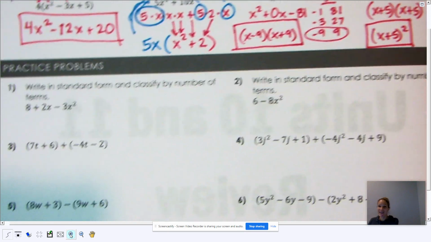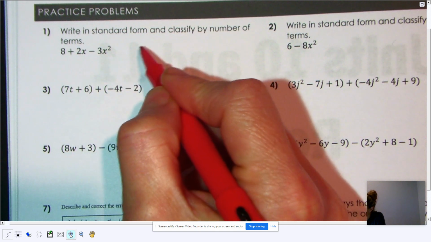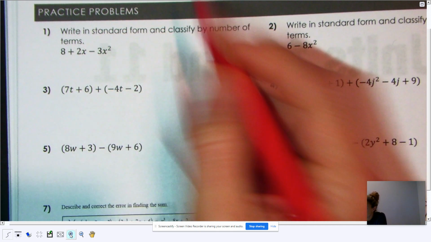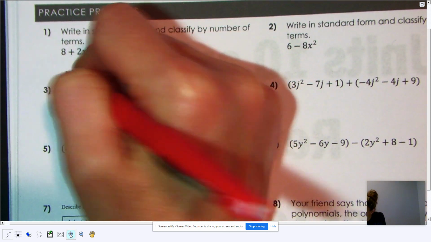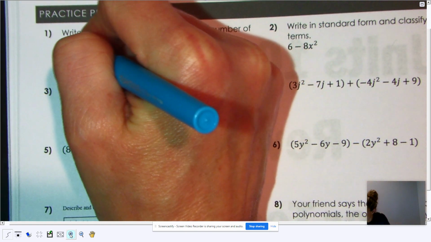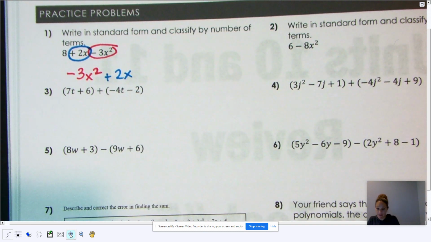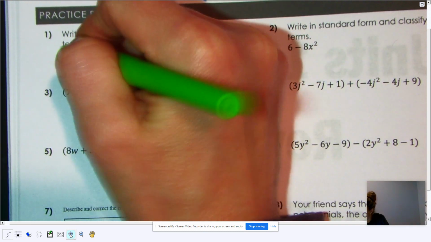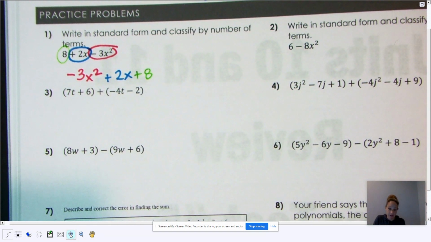Okay, so we're going to go ahead and go down through the practice problems for today. We're going to write this in standard form and classify it by the number of terms. So in standard form, we start with the highest exponent first. So I'm going to write that negative 3x squared. Then I'm going to go to the next highest exponent, which would just be a plain old x. And then I'm going to go to whatever is left behind. So we just have that 8. Since it's a positive 8, I do want to write a plus 8 right there, just to separate the term. We can't just have an 8 dangling at the end without anything else connecting it.